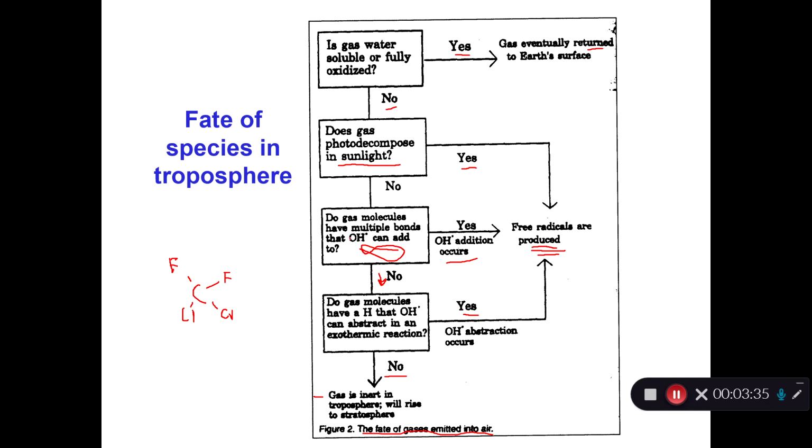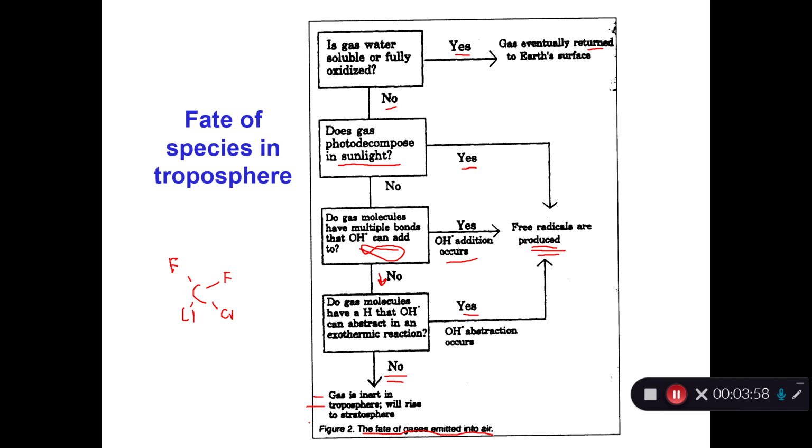Does it have double bonds that hydroxyl radical can add to? Nope, no double bonds here. Does it have hydrogens that the hydroxyl radical can abstract? No, it does not. So this is one of the rare chemicals for which all these answers are no, and it's inert and will rise up out of the troposphere all the way to the stratosphere.